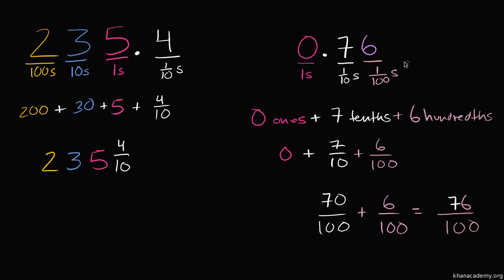And you could keep going to the right. If you go to the right one more space, you would get to the thousandths place, and then the 10,000ths place. So you keep dividing by 10 each place you go to the right, and you multiply by 10 each place you go to the left.